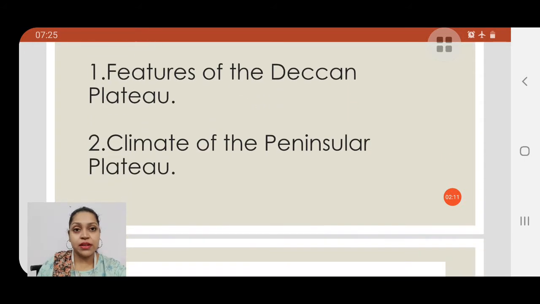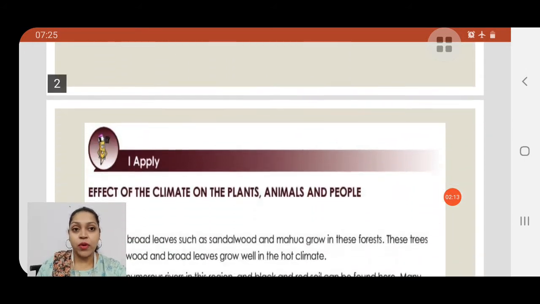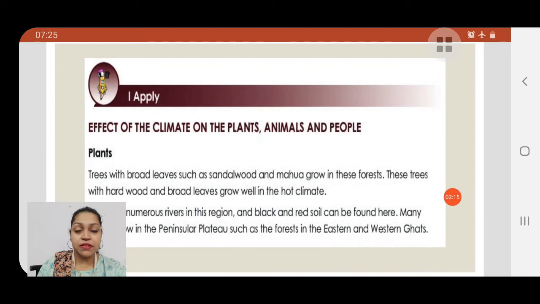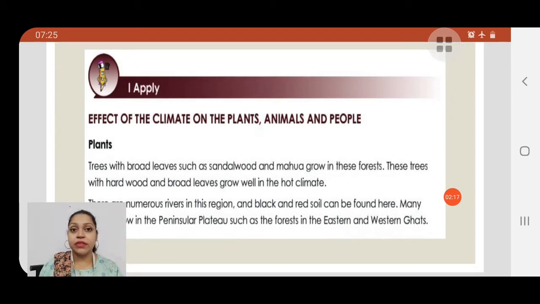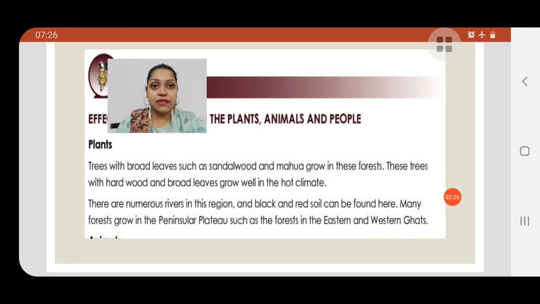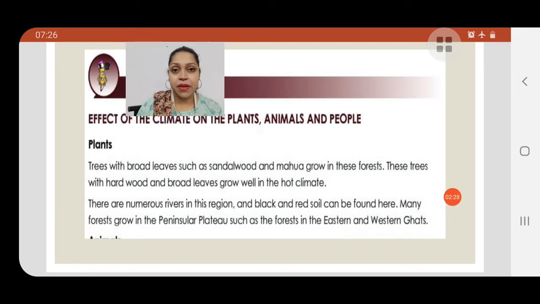Now children, what will we study today? Today we'll study about the effect of the climate of the Peninsular Plateau on the plants, animals and people. So what is the effect? First we'll study about plants.